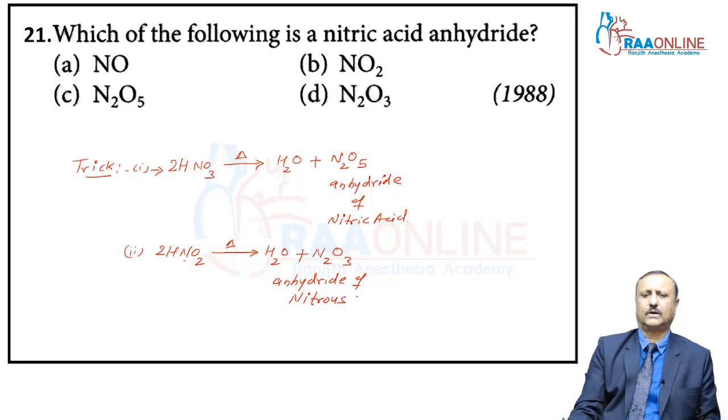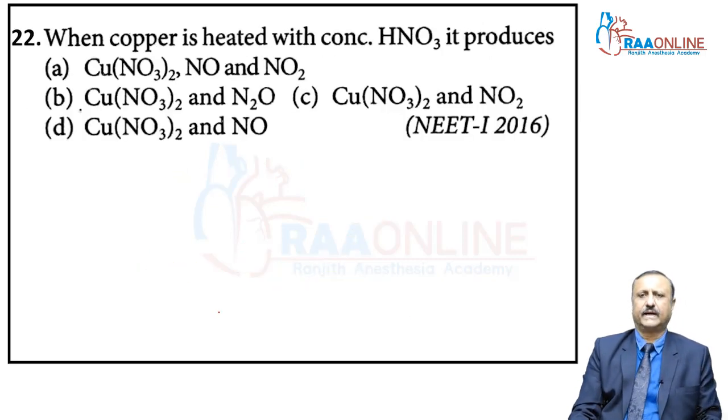This is the anhydride of nitrous acid. In this way you can get the anhydrides. So here the question is: nitric acid anhydride is N2O5. We can go to answer C, question number 21.